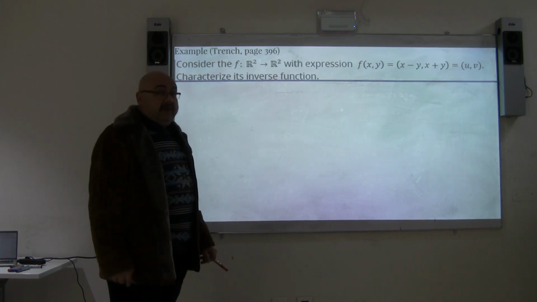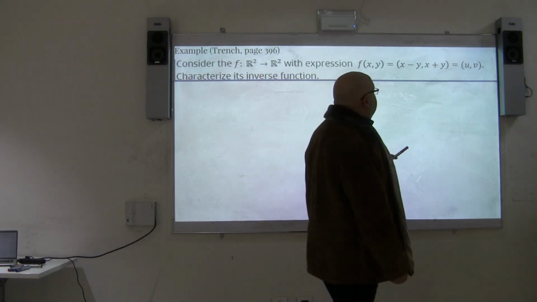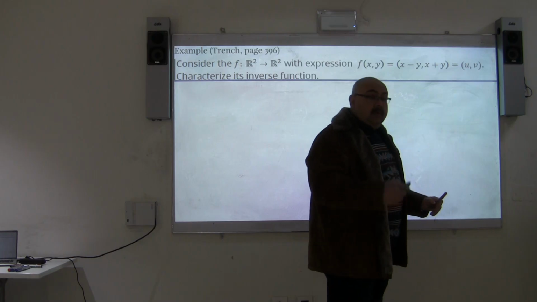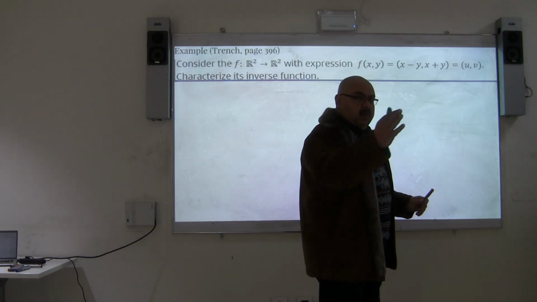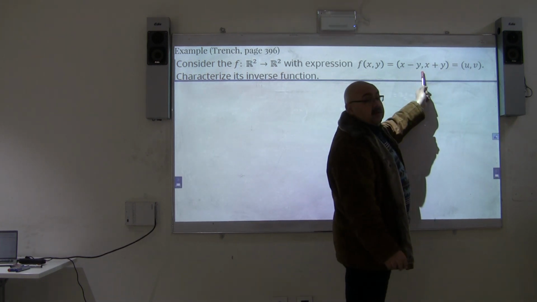Okay, that's another example which exists in many slides in the course. That's also a vector valued function, f of x, y equals x minus y, x plus y. In order to get the inverse of this function, of course, it is bijective. Why did I say it? Of course, it's bijective, because it's two linear relations.